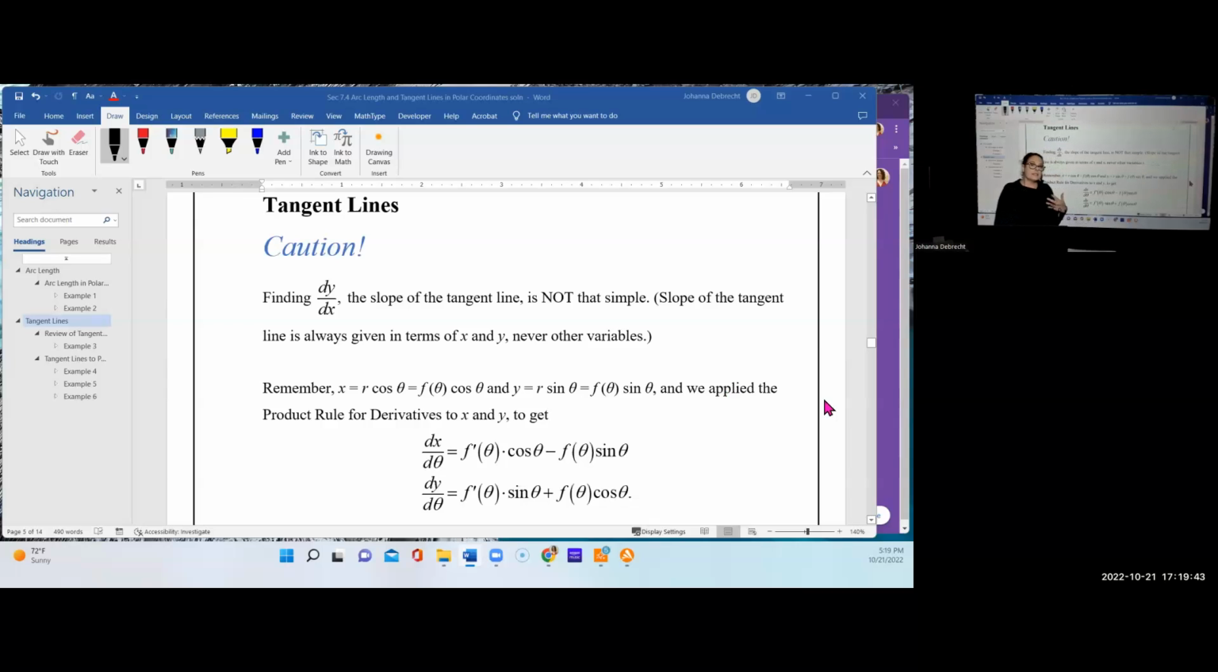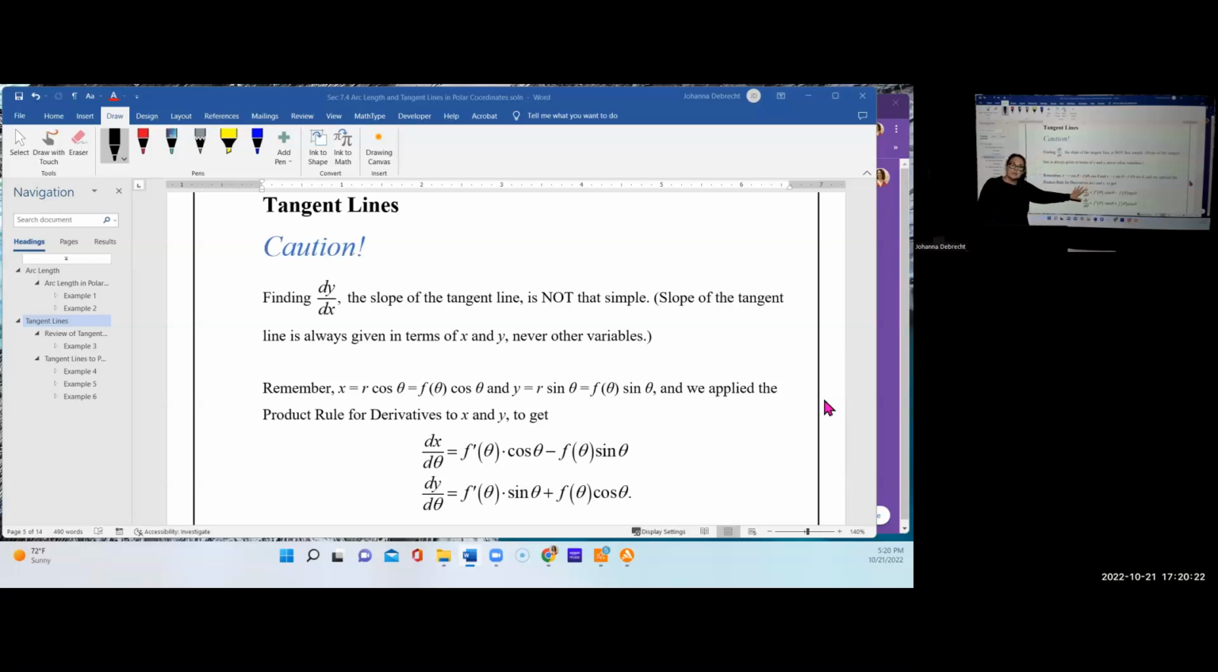Now, tangent lines in some ways are more complicated. Finding dy dx, which is the slope of the tangent line in all cases, is not that simple in polar coordinate systems. The slope of the tangent line is always given as a vertical change over a horizontal change, rise over run, that's slope, right? So it's always dy over dx. So the problem is we're in r and theta, so we're going to have to compute dy dx using r and theta. So it's going to give us a formula.